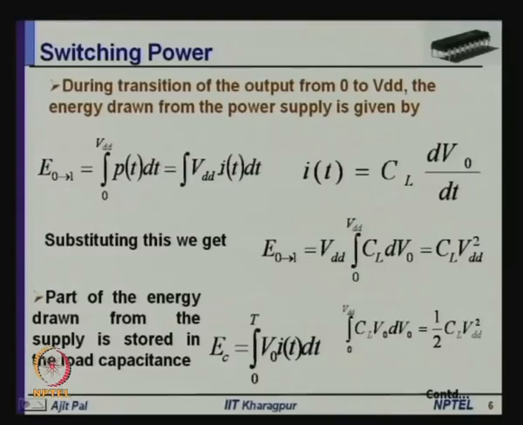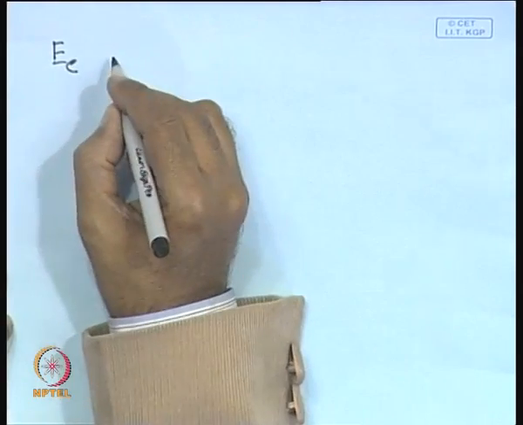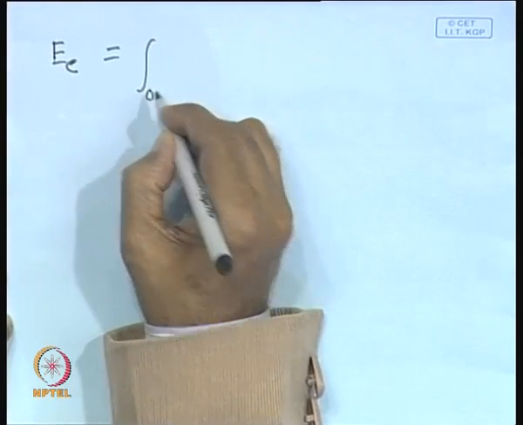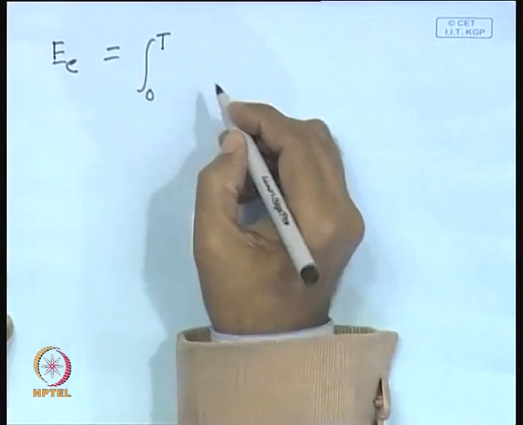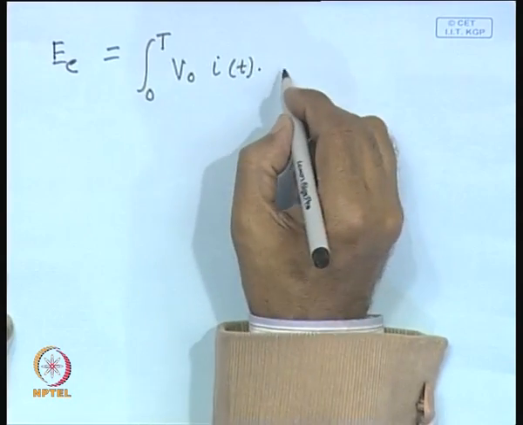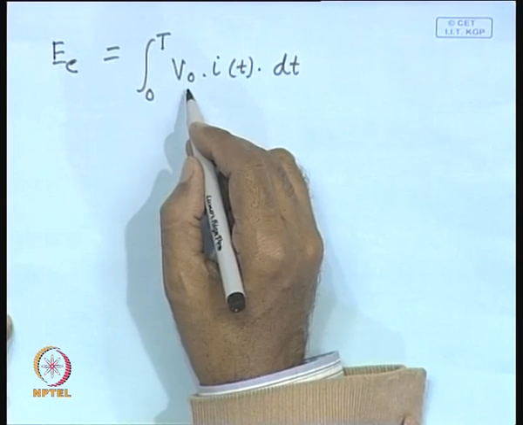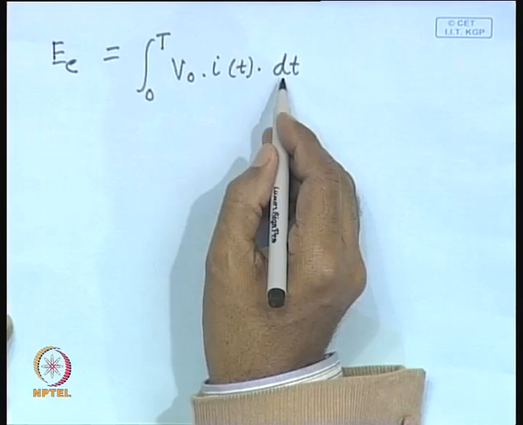Now, out of this energy, how much is actually stored in the capacitor and how much gets dissipated in the load resistance? The load resistance in this particular case is the PMOS transistor network. So, let us calculate that. The energy stored in this capacitor, EC, will be, considering time from 0 to t, the integral of V0 IT dt. V0 is the output voltage, and IT is the current.